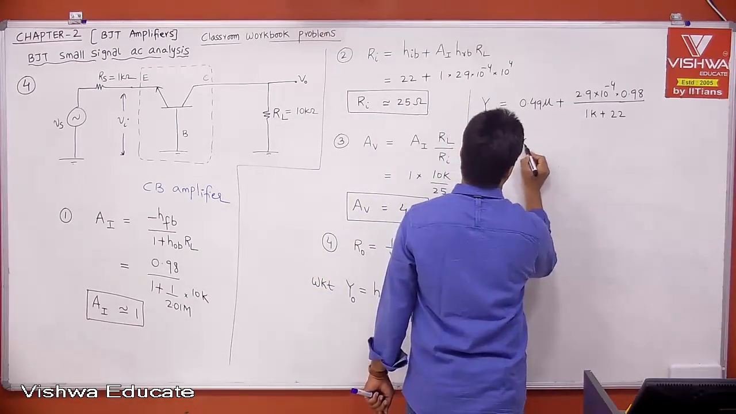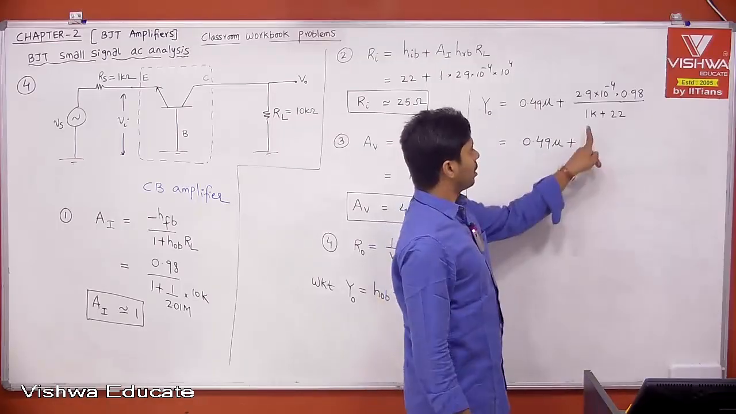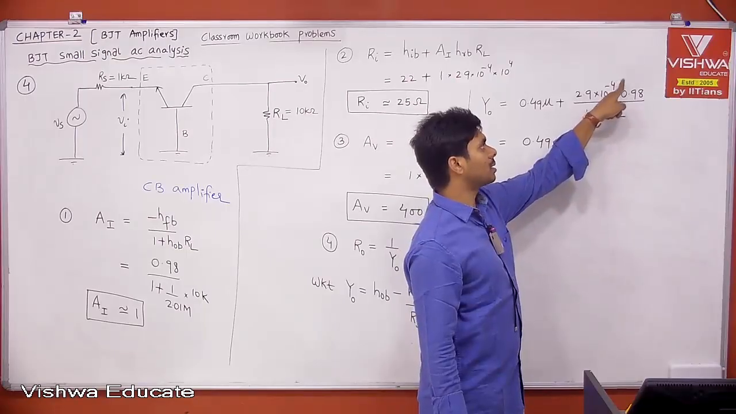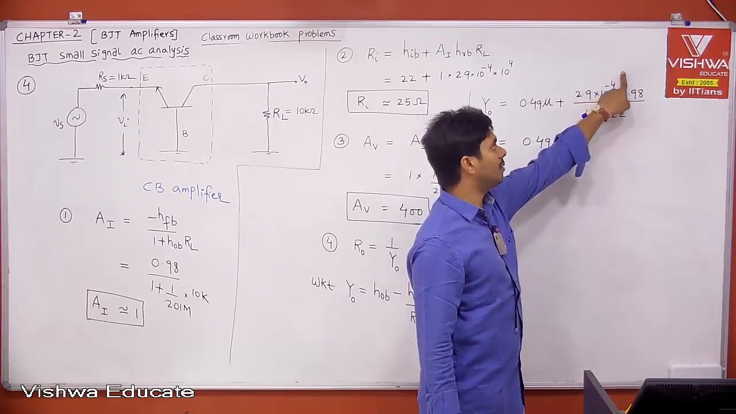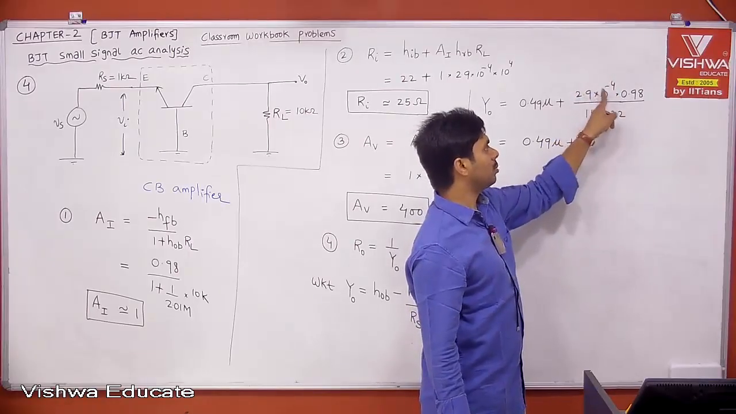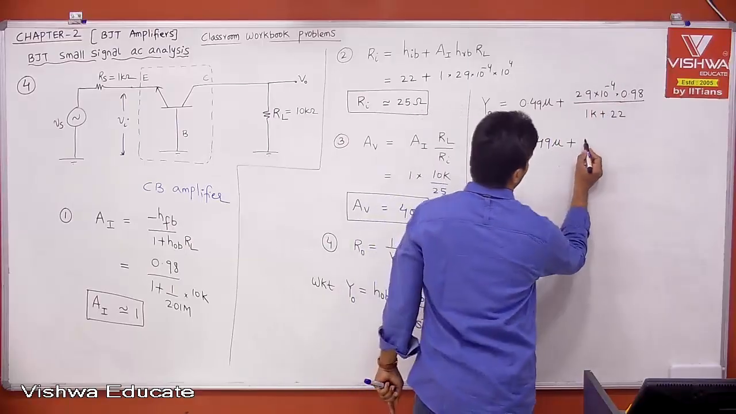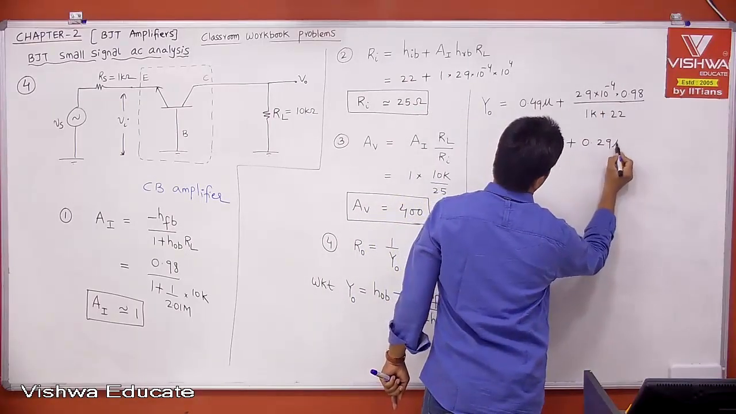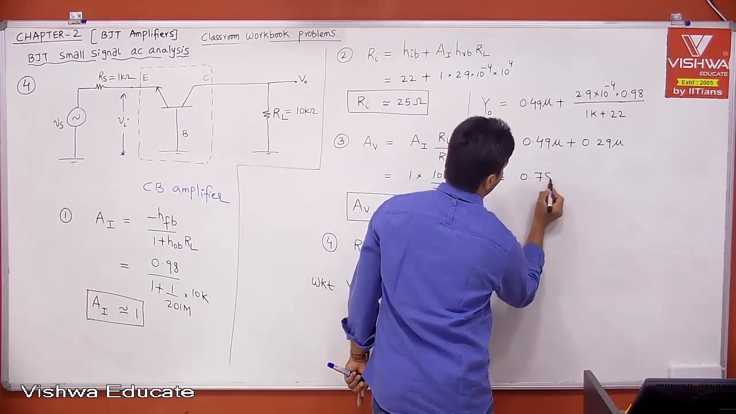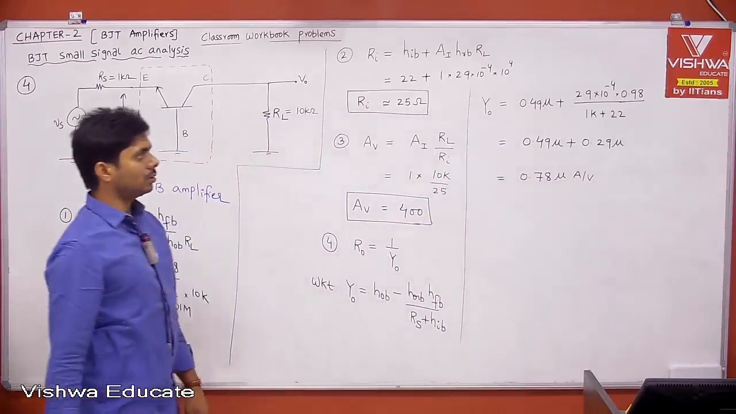Therefore, if you see here, this is 0.49 micro plus 1K. Can I say 10 to the power of 3? That will become 10 to the power minus 3. Then it is 10 to the power minus 7. 2.9 into 10 to the power minus 7 is 0.29 into 10 to the power minus 6, which is micro. 0.29 micro. Then what is this? 0.49 plus 0.29? 0.78 microampere per volt. This is our Y naught.